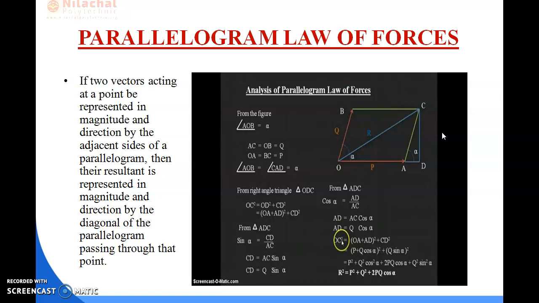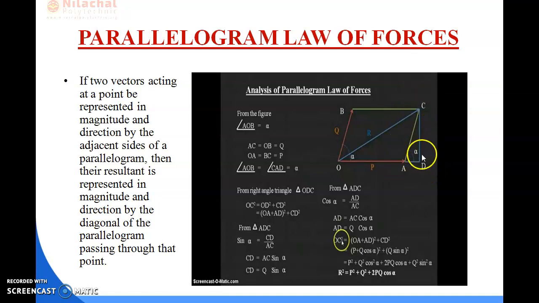In trigonometry you have already studied how to find the angle sine theta. What is the formula of sine theta? Sine theta formula is B by C. Okay, so here B is your CD and C is your AC. So sine alpha here is your CD by AC.